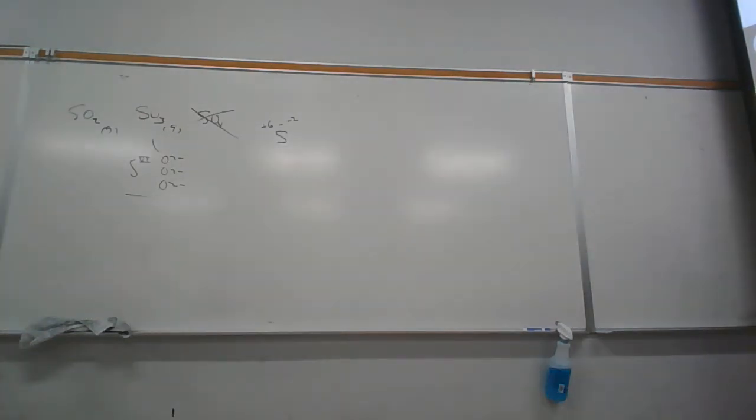The one that's going to lose is going to be the bigger one. The bigger ones lose easier. The smaller ones gain easier. So sulfur is bigger, that's going to lose. If it loses, how many can it lose up to?